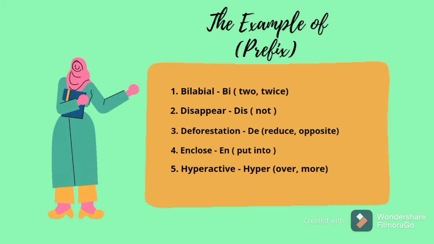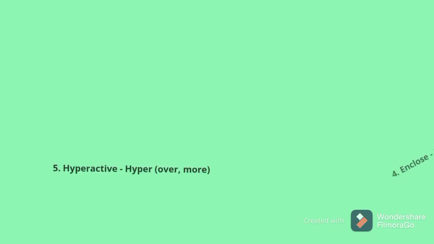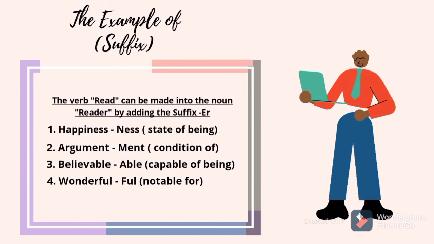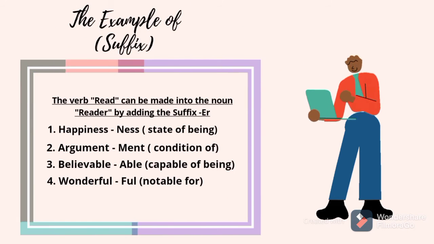Enclose, the prefix is en, the meaning put into. And then the last, hyperactive. The prefix is hyper, the meaning over or more. And the suffix is a letter at the end of a word.